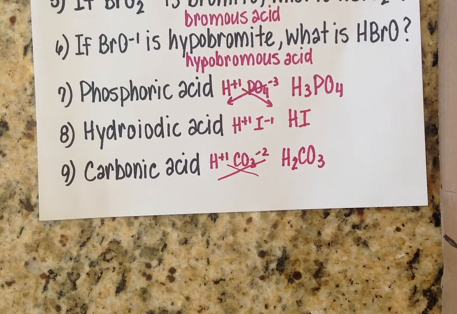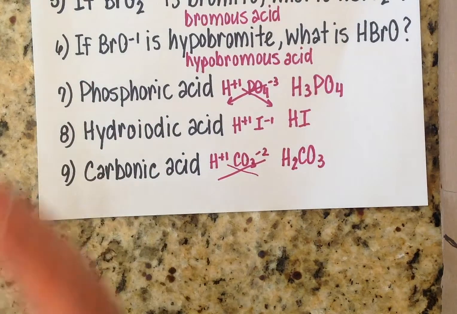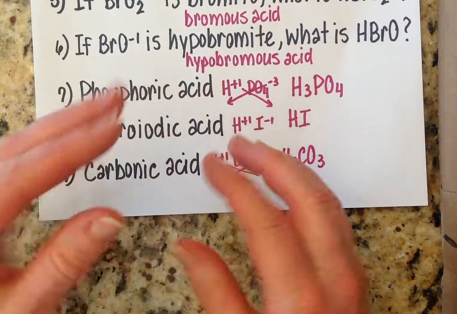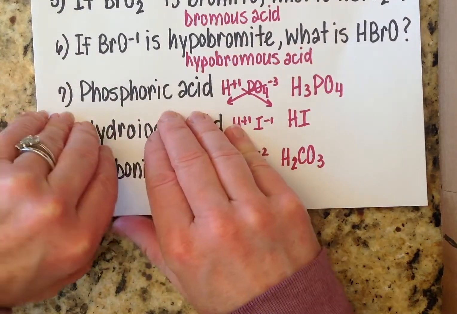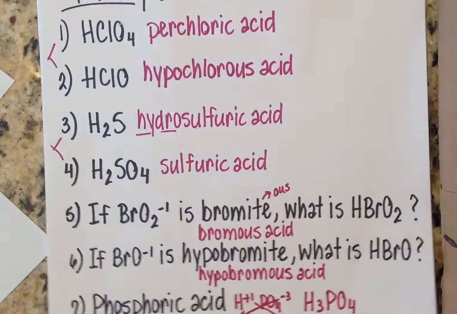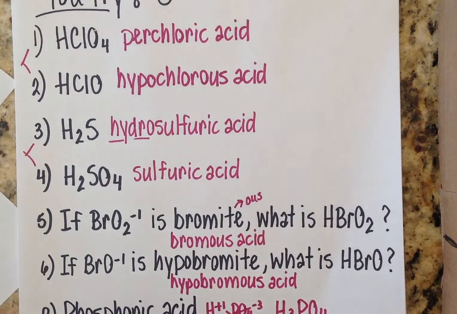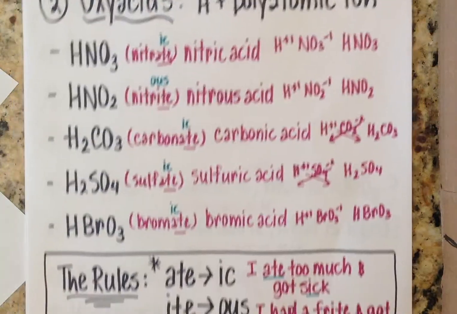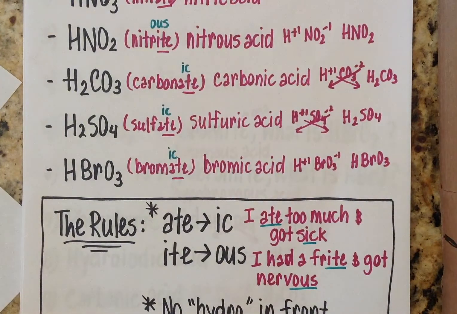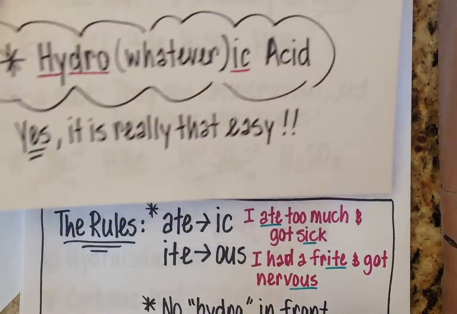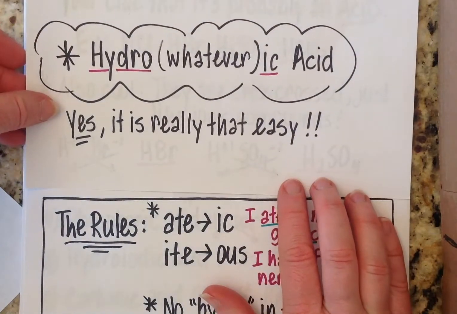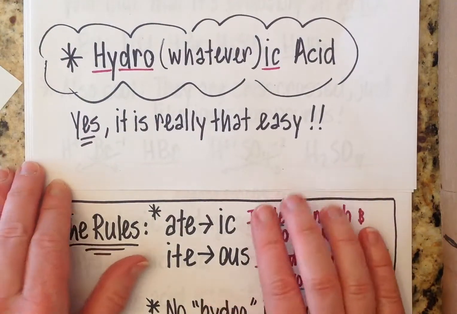So that is your lesson on naming and writing formulas for acids. The best advice I can give you is just keep the two sets of rules separate. Binary is hydro, whatever, ic. And oxyacids, you change the ending of the polyatomic ion, ate to ic and ite to ous. And I'll put those two sets of rules up for you real quick together, just so you can look at them. Let's try to get them all here in one screen.